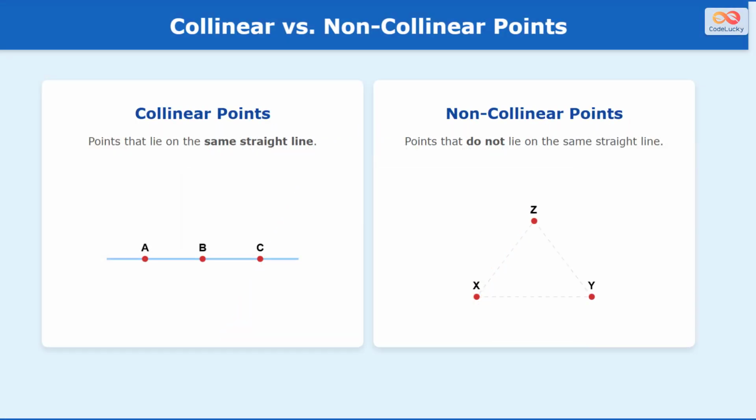Before we name the plane, we must understand two terms. Collinear points lie on the same straight line. Non-collinear points do not lie on the same line, they form a triangle shape. This distinction is crucial.